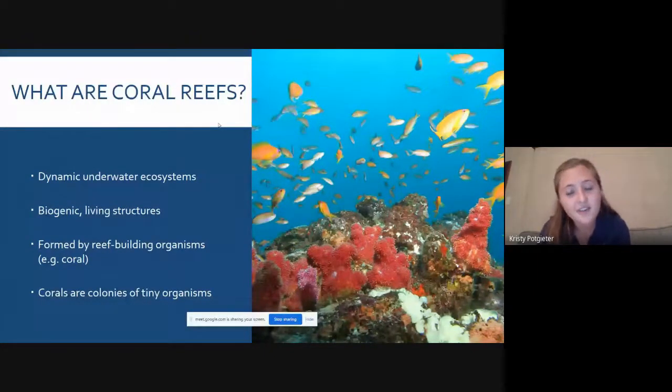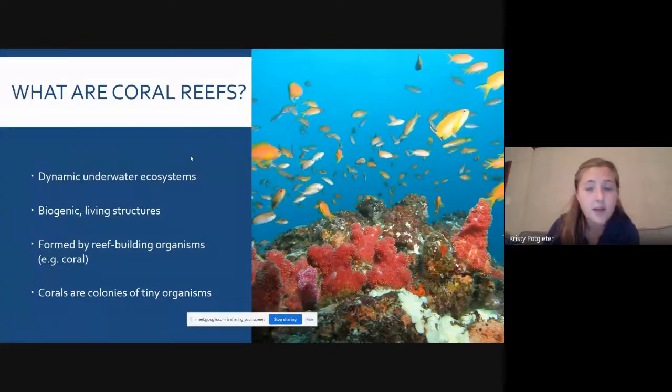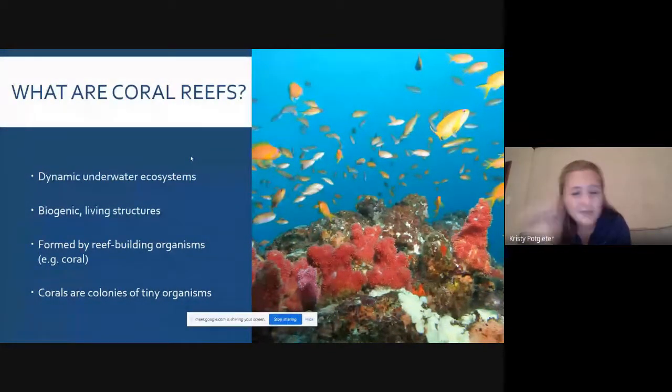And if you're a diver, you've probably noticed that a little bit already. You probably hear the popping and the clicking underwater. That's all the little shrimps and everything else going on and doing their thing. But you also see all the fish and everything darting around as well. So it's a really, really vibrant ecosystem.